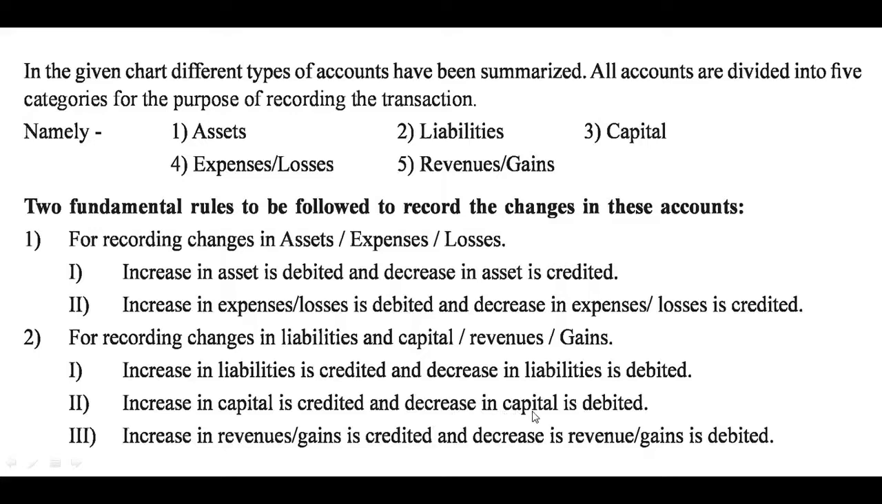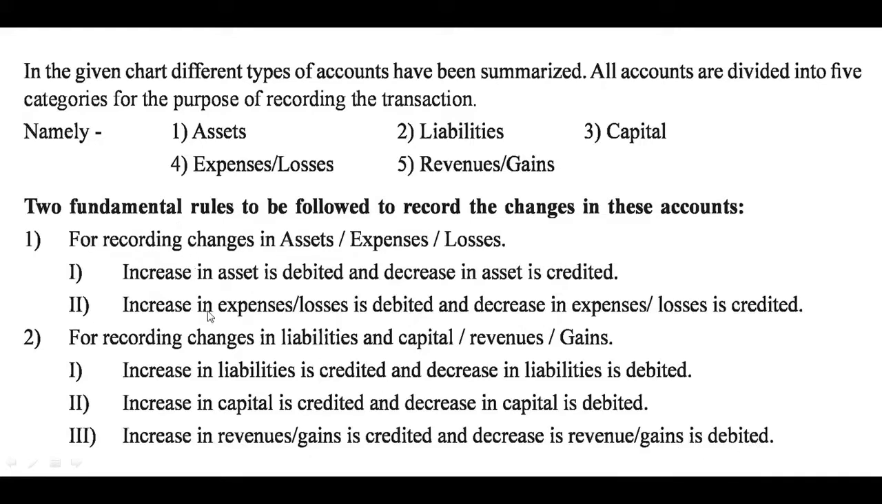If the amount is taken from the business or goods are taken from the business for personal use, then we have to debit the drawings account. Though capital and drawings are two different accounts, capital decreases when the cash or goods are taken from the business for personal use. Then increase in revenue and gains is credited. As per the nominal account, credit incomes and gains. So increase in revenue and gains is credited and decrease in revenue and gains is debited.